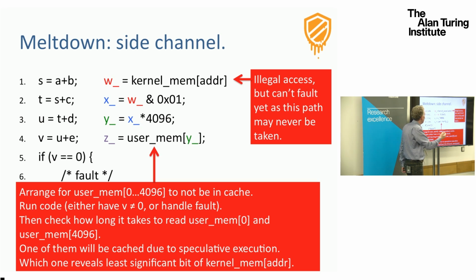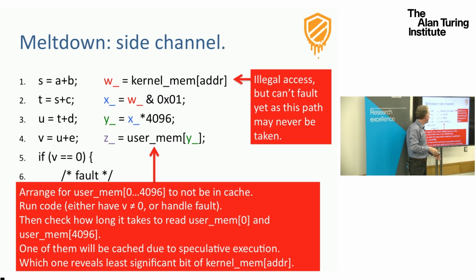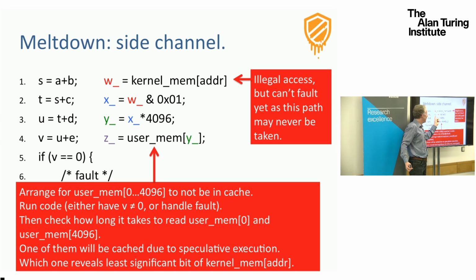The first thing we're going to do is AND W with 1. What this is going to do is X will be 0 if the first bit of W was 0, and X will be 1 if the first bit of W was 1. So the value of this depends on what was in this address. It's only a 0 or a 1. We then multiply it by 4096, and I'll get to why in a second. And then we load from user memory into Z. So we're either loading user memory 0 or user memory 4096. And then this stuff never happened because it was speculatively killed.